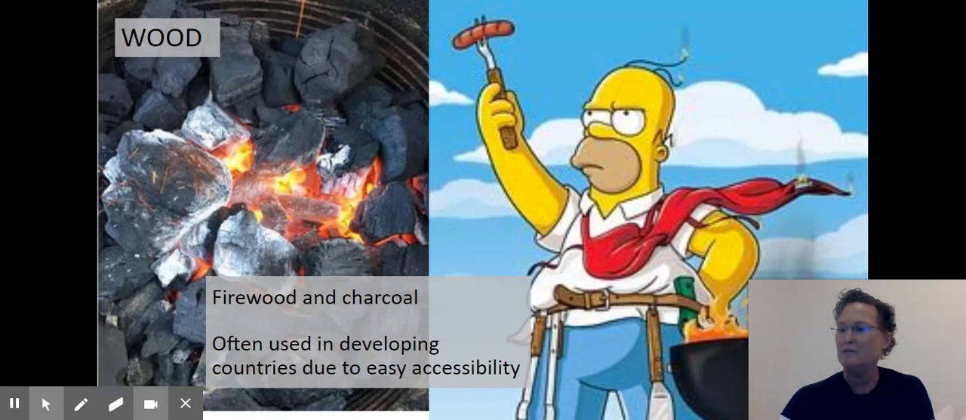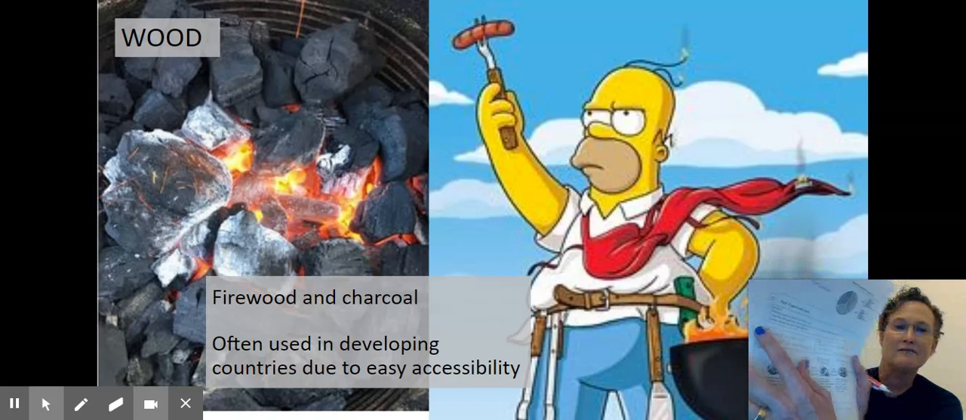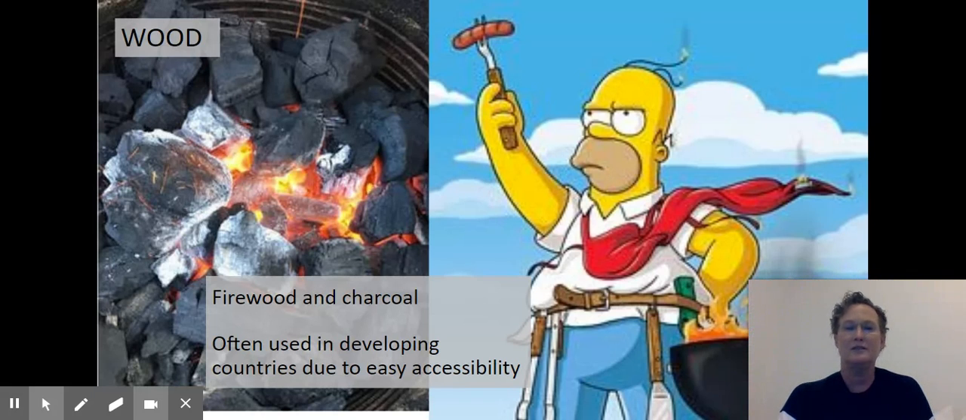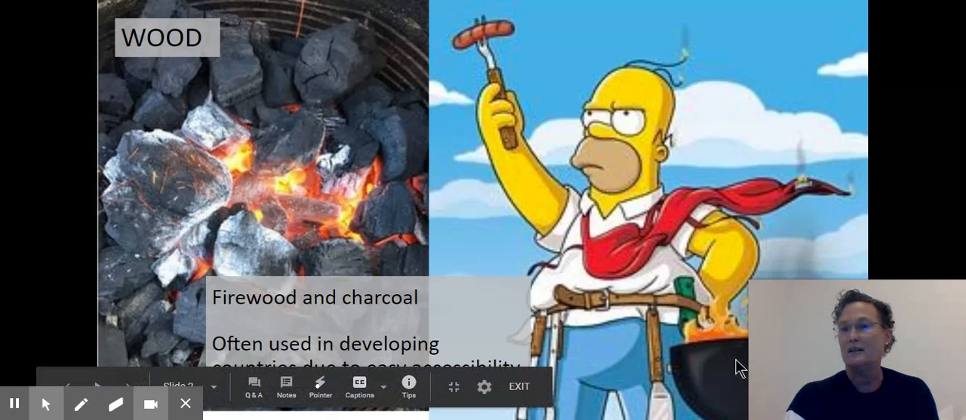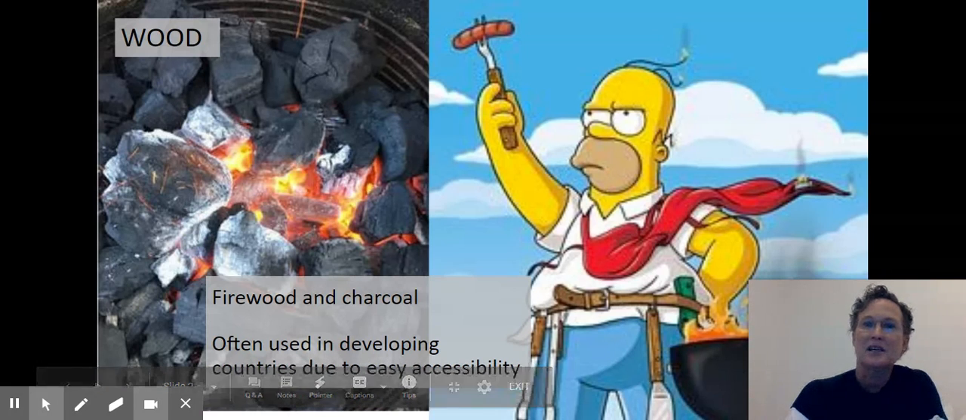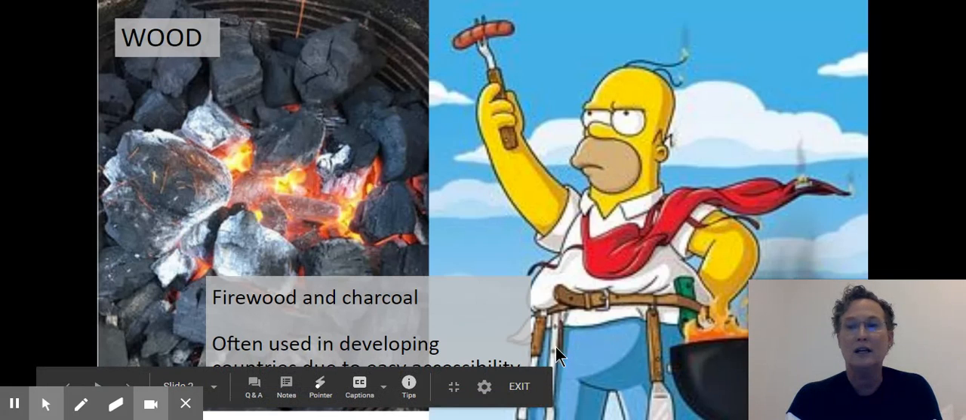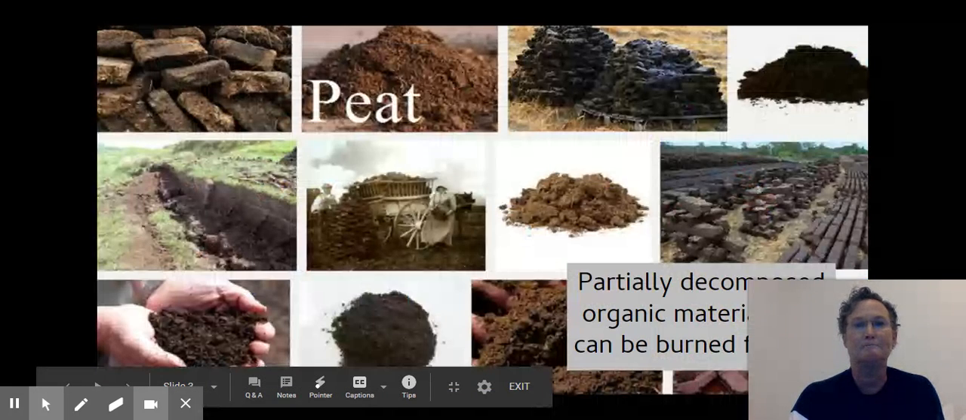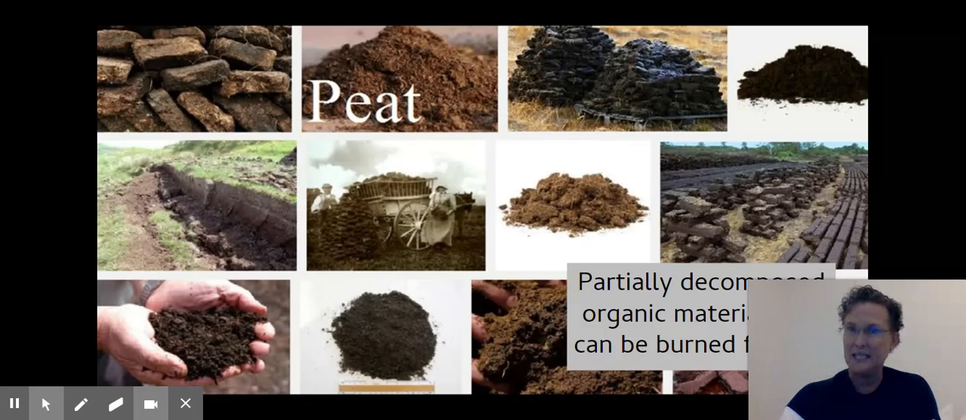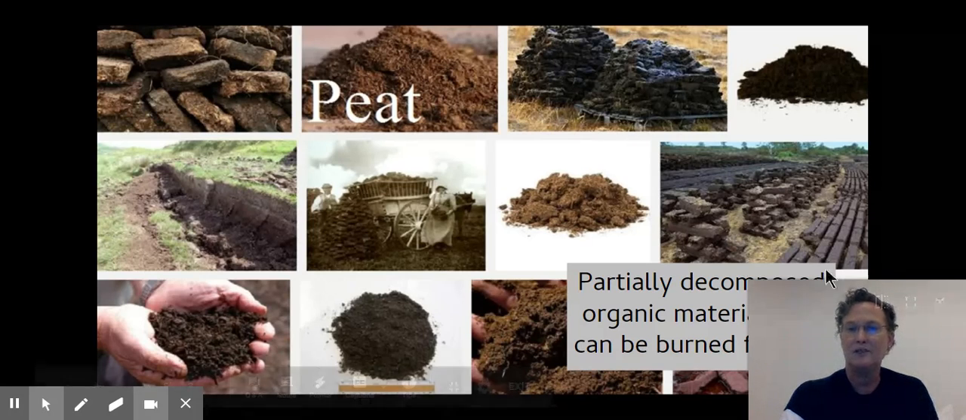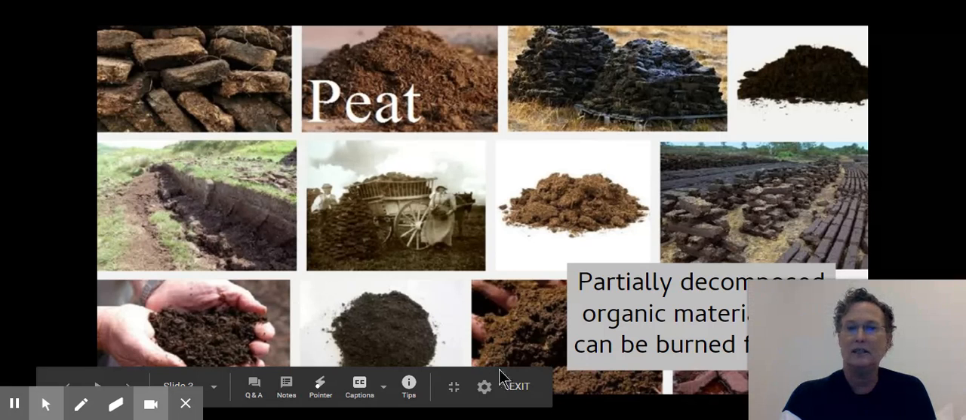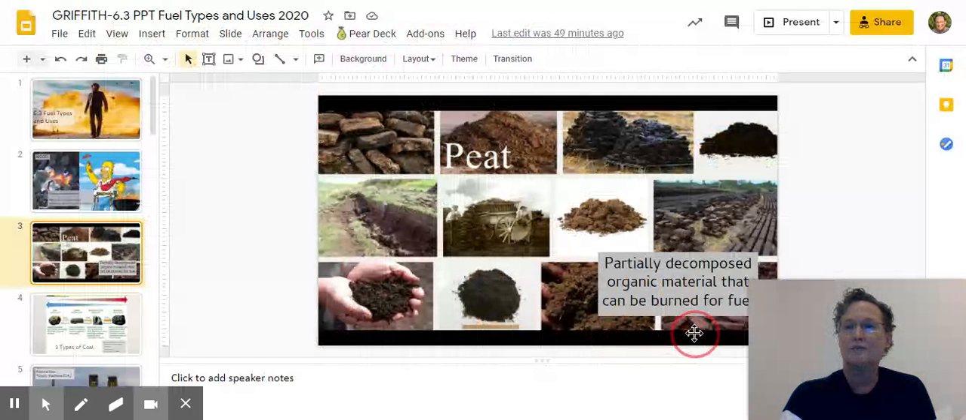What you'll write in your notes right here is firewood and charcoal, and they're often used in developing countries due to their ease of accessibility. Charcoal is not coal. You'll be seeing this a couple of times. We use charcoal and coal for heating and cooking food. Peat, P-E-A-T, is partially decomposed organic material that can be burned for fuel.